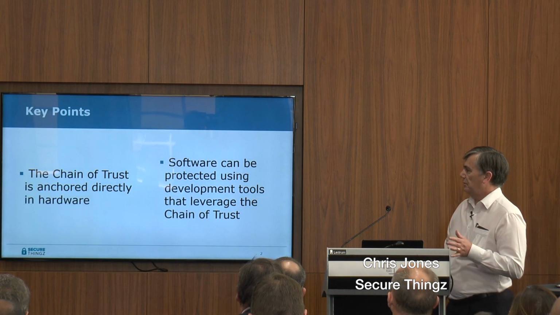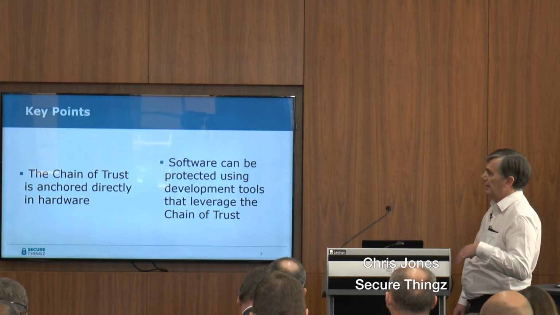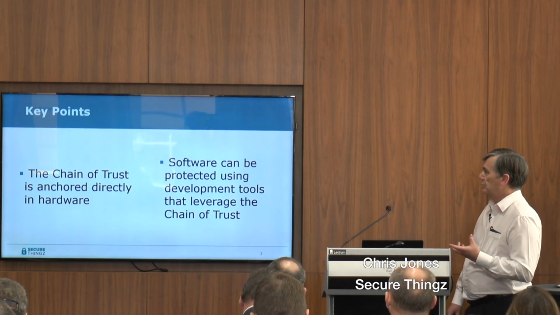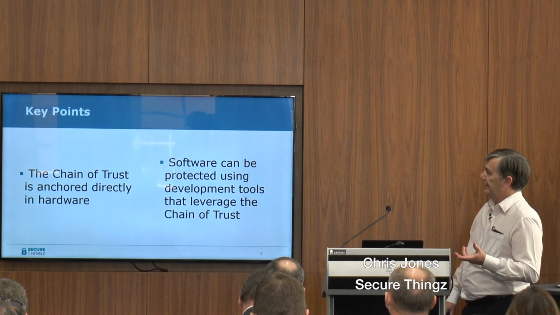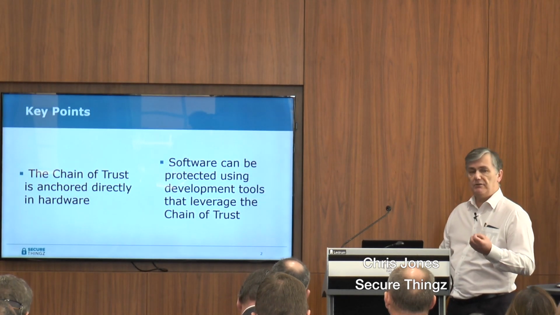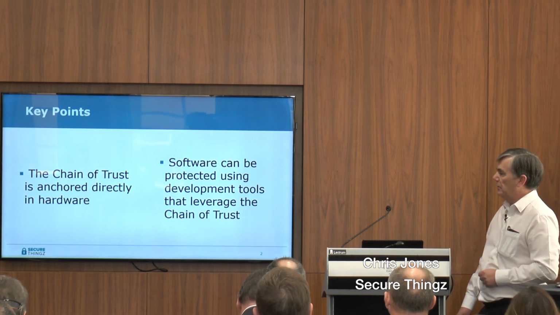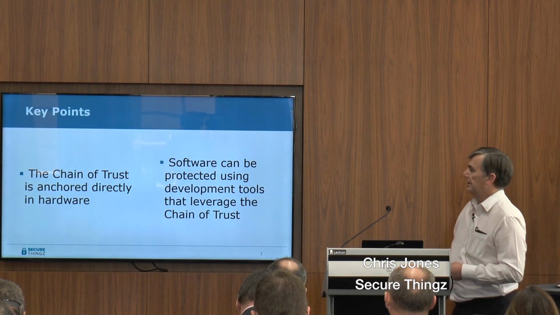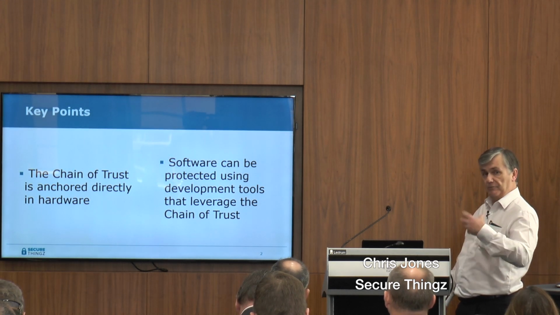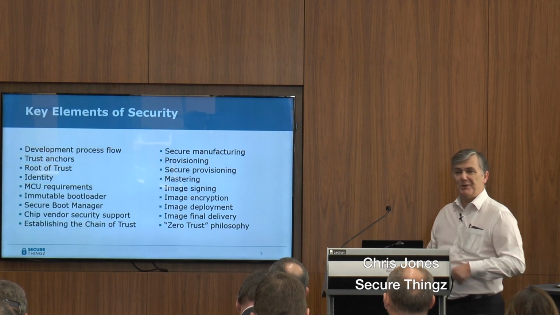So one of the things I want to talk to you about, and hopefully you'll take away from this today, is the importance of a chain of trust. And also how software can be protected using development tools that leverage this chain of trust. So it's key to have this chain of trust, which must be anchored by a root of trust, and how we can grow from that to embed security, not only in the product itself, but through its life cycle. So I've got a lot of subjects here.